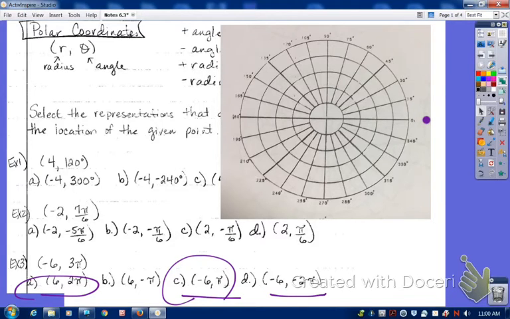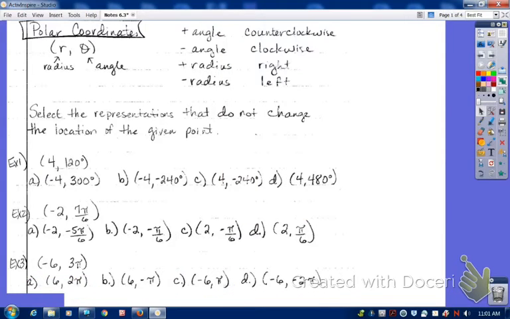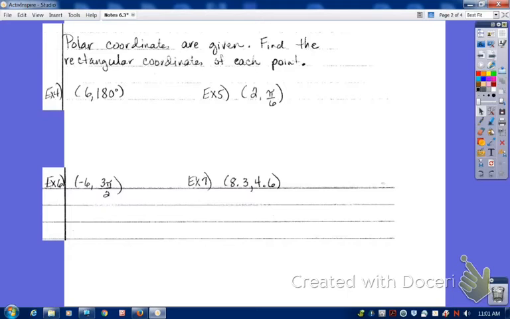Alright, so you have a little section on your homework once you graph the polar points, and they're going to ask you to do things like example 1, 2, and 3. Next set of directions say polar coordinates are given. Find the rectangular coordinates of each point. Polar points are given. Find the rectangular, the x, y point. That's what rectangular means. They're giving you polar, which is r theta, and they're asking you to find rectangular. So just make sure that you know what you have.